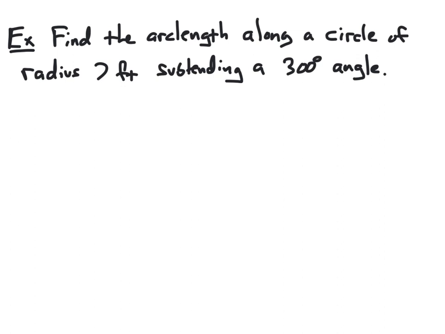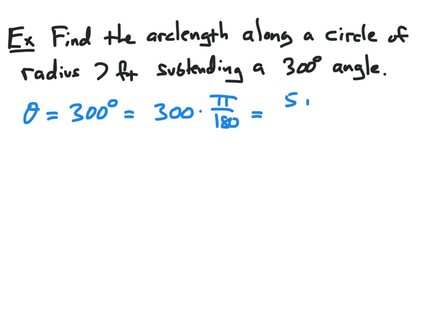In this example, we want to find the arc length along a circle that has a radius of 7 feet and subtends a 300-degree angle. Since our angle is given in degrees, our first step is to convert that to radians. So theta here would be 300 degrees. In radians, this would be 300 times pi over 180. And when we simplify this, this becomes 5 pi over 3. So this central angle is 5 pi over 3 radians.